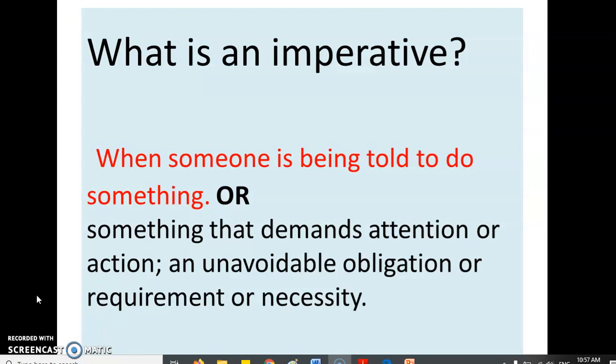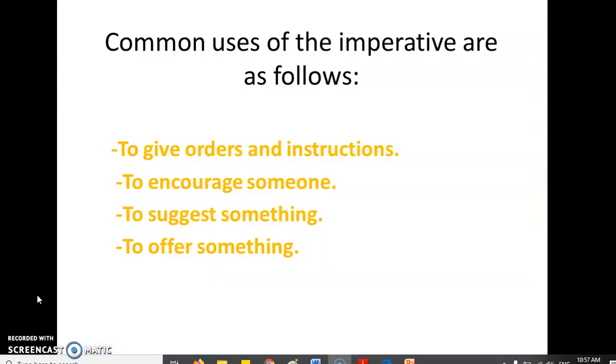An imperative is when someone is being told to do something, or something that demands attention or action, an unavoidable obligation or requirement or necessity. So, what are the common uses of imperatives? Sometimes we call imperatives commands. We use commands in the English language to give orders or instructions. Suppose someone is being told by his instructor while learning how to swim, "Jump," for example. This is an instruction to jump.